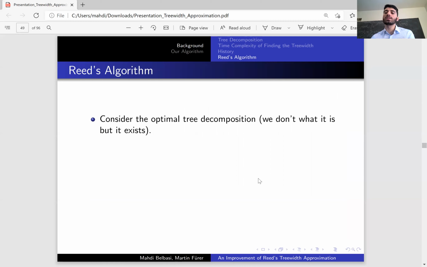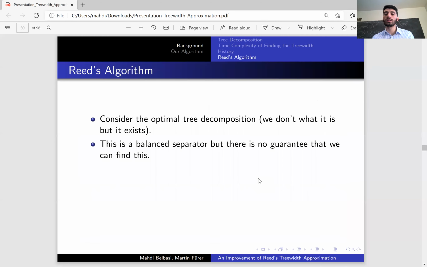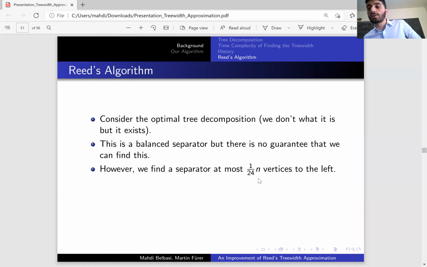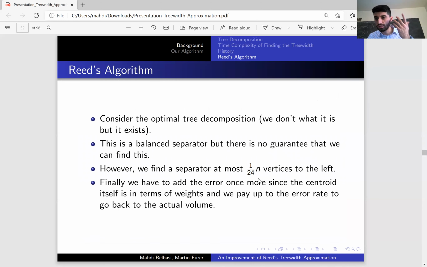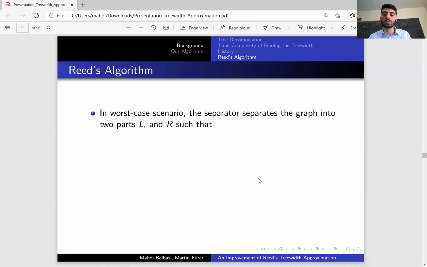So Reed says, consider the optimal 3 decomposition. We don't know what it is, but it exists. So we hope to find it, but we are not able to find it. Instead, we find something which is 1 over 20, in terms of weight, is 1 over 24 n to the left. Without loss of generality, assume it's to the left. And then once we have that, it is in terms of weights of representatives. Once we want to go back to the actual volume, actual size, we pay the error once more.